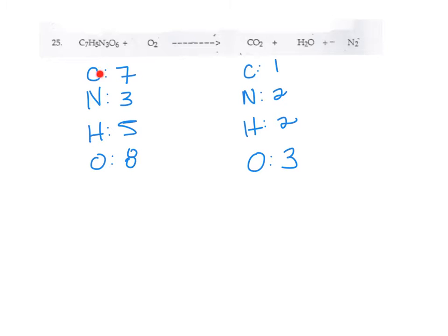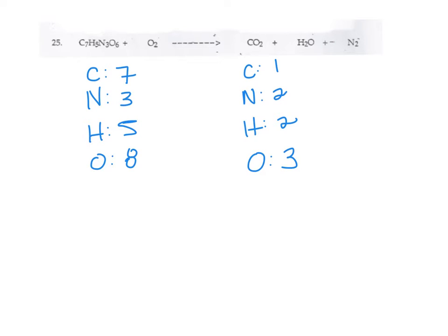And I'm actually going to do nitrogen before I do carbon, because if I were to balance the carbon first and then went and balanced the nitrogen, this balancing of the nitrogen would change my carbons anyway. So I'm going to start with my nitrogens. And I have 3 nitrogens on my reactant side and 2 nitrogens on my product side.